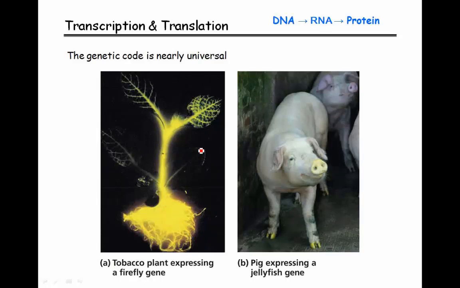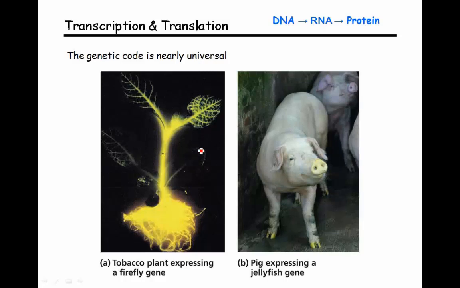On this slide, it's just emphasizing some of that. In the first picture, we've got a tobacco plant that's expressing a firefly gene. That means that the DNA sequence in a firefly that tells that firefly how to make that glowing protein, that DNA sequence has been taken out, it's been stuck into a tobacco plant, and now the tobacco plant knows how to make that glowing protein, and it basically does. And now it glows just like the firefly.